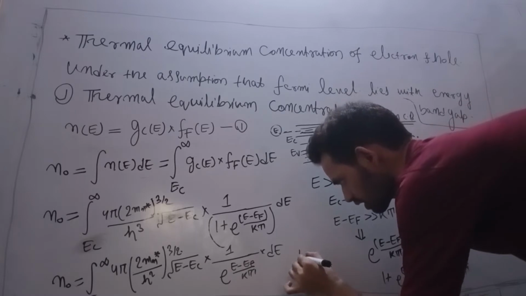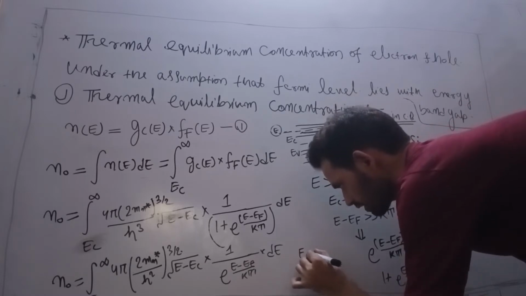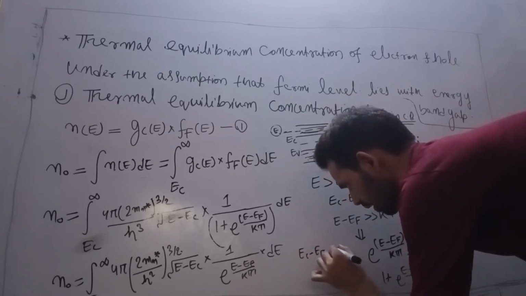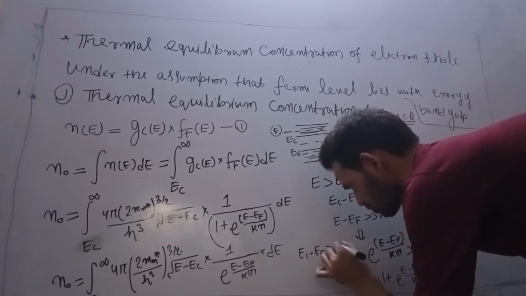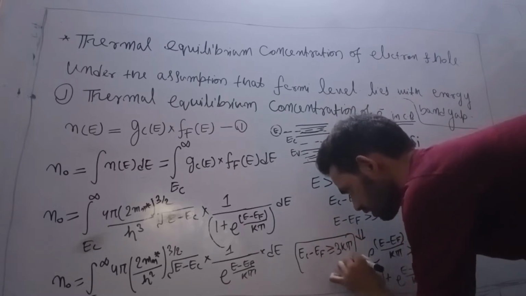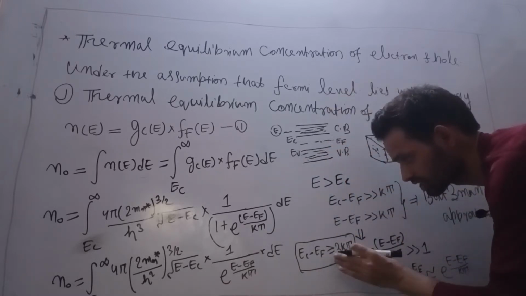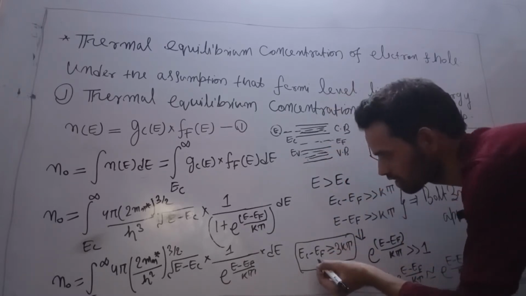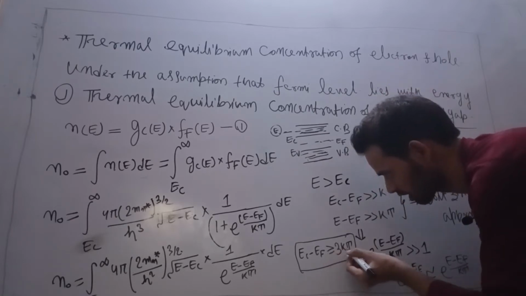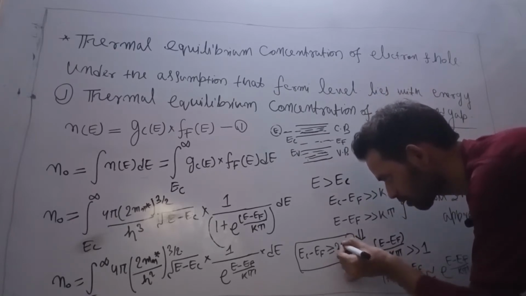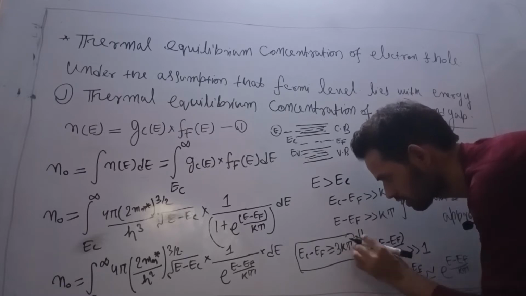How much greater? You can say Ec minus Ef is greater than or equal to 3 kT. If someone asks how much greater, you can say this much greater: 3 times the thermal voltage.